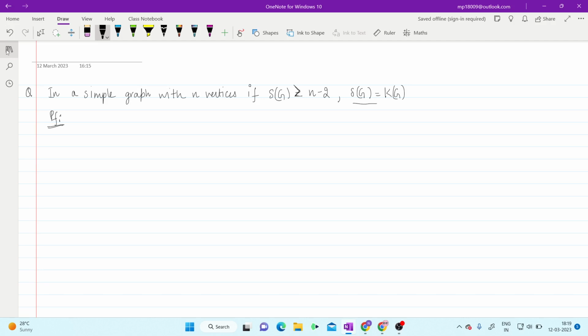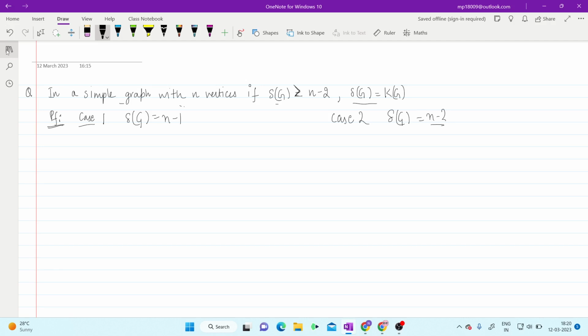See, this graph is a simple graph with n vertices, and delta G is greater than or equal to n minus 2. So there are only two cases possible. First is that delta G is equal to n minus 1, and the second case is delta G is equal to n minus 2.